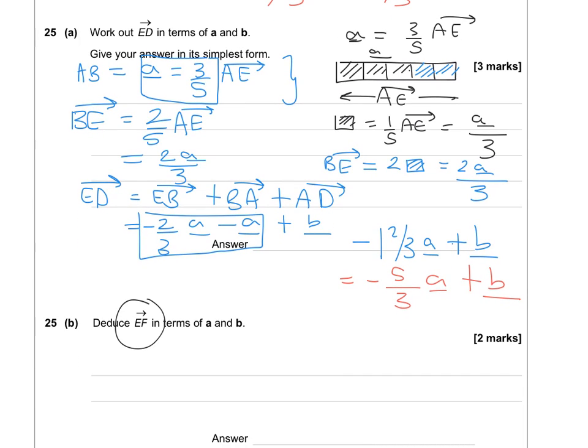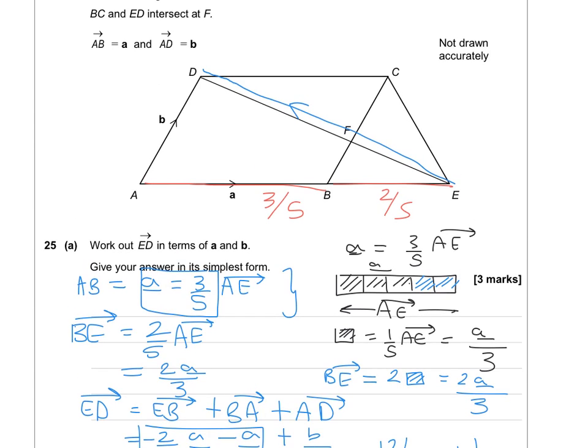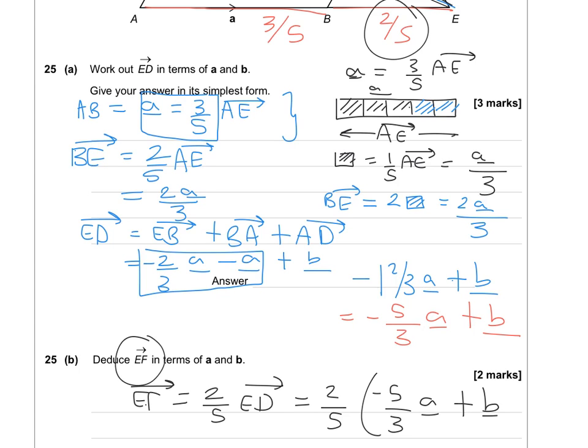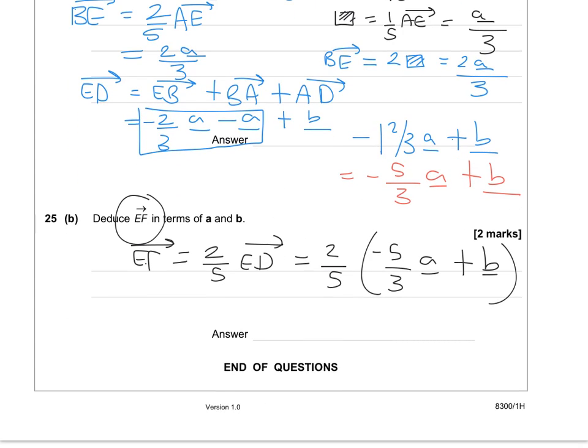Deduce EF in terms of A and B. If we look at the diagram again, EF is 2/5 of ED using this ratio we had earlier on. So EF is 2/5 of ED, which is 2/5 of negative 5/3 A plus B. This, of course, is then equal to negative 2/3 A plus 2/5 B. We simplify the fractions when we multiply.